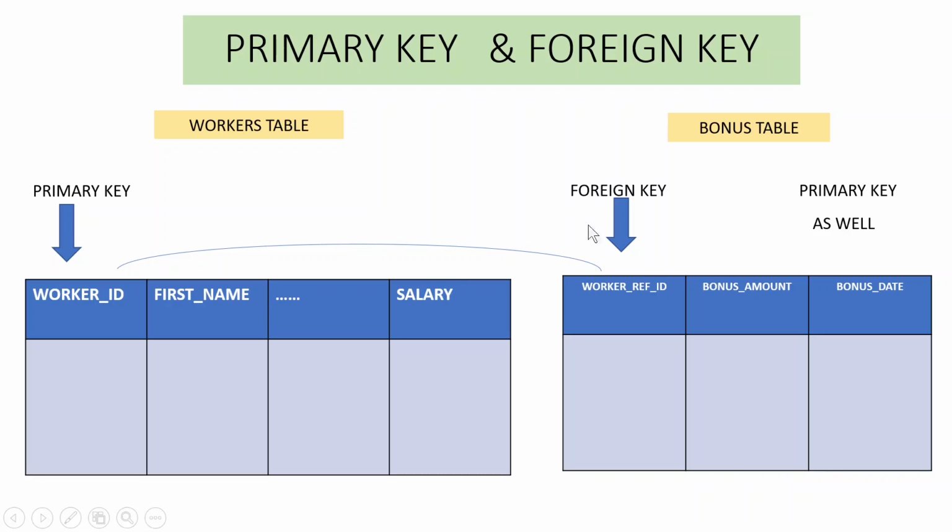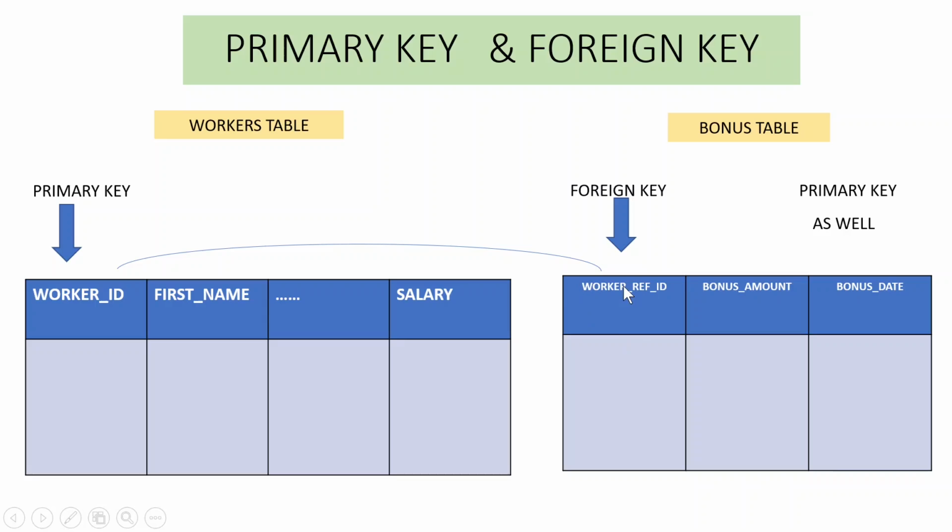Now let's talk about foreign key. A foreign key refers to the primary key of another table, so it binds two tables with a link. If we insert a record in the bonus table, it will accept only those records which have a link in the first table. This first table is called the parent table, the original table, and the bonus table is the derived table, linked to the parent table.